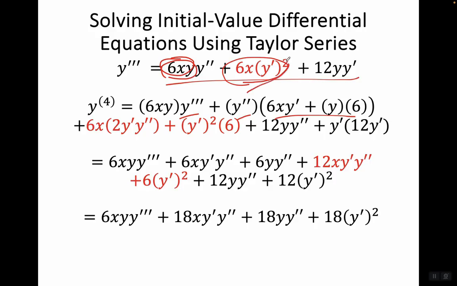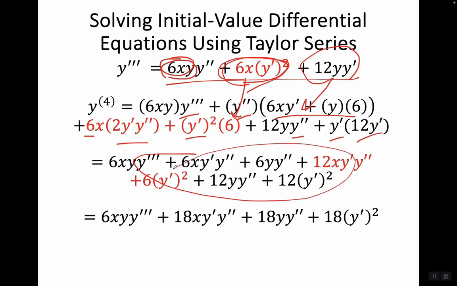The derivative of this by product rule is going to be the first, 6x, times the derivative of the second, that's going to be 2y prime, y double prime by the chain rule, plus the second, y prime squared, times the derivative of the first. Derivative of 6x is just going to be 6. And the derivative of 12y y prime by product rule is going to be the first, 12y, times the derivative of the second, y double prime, plus the second, y prime, times the derivative of the first. That's 12y prime. So you rewrite this.